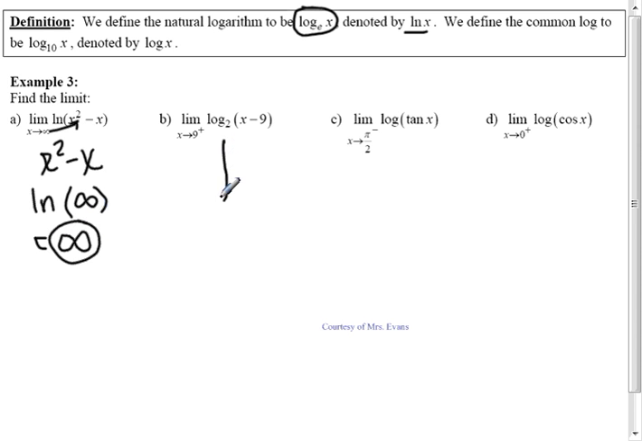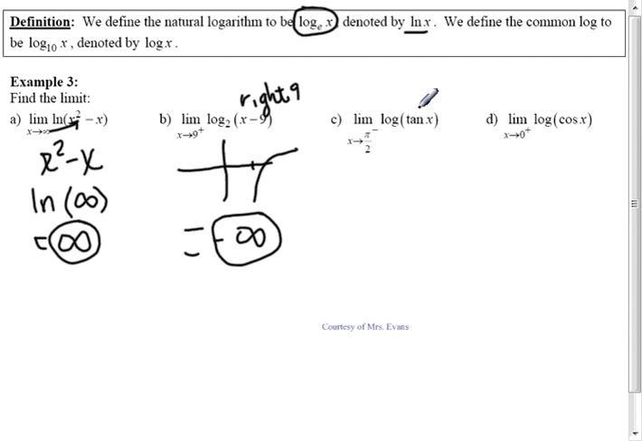This might help us to get a graph here. So instead of being right here and crossing through, it's moved to the right 9. So then our graph is just going to be something like this. So if we approach 9 from the right, it appears that our function is going towards negative infinity.